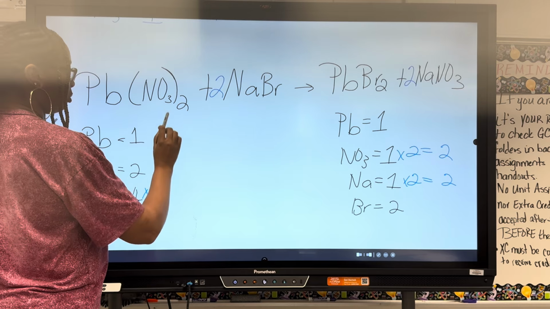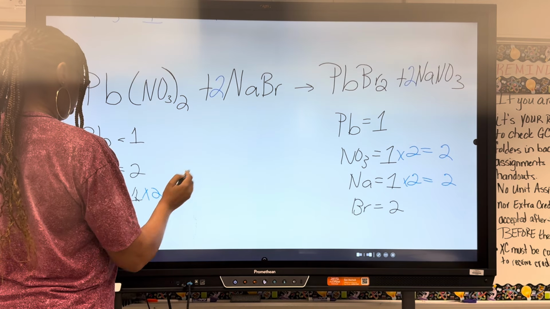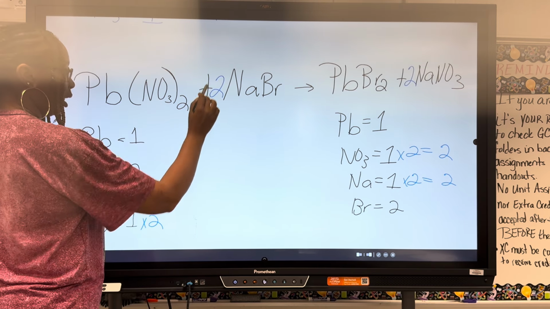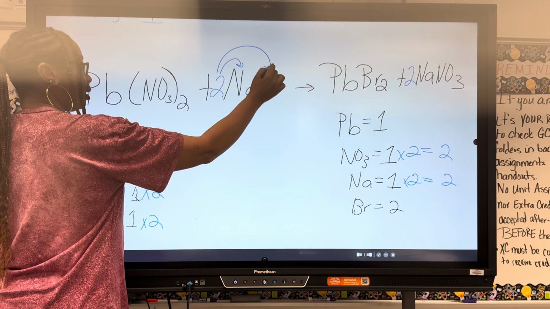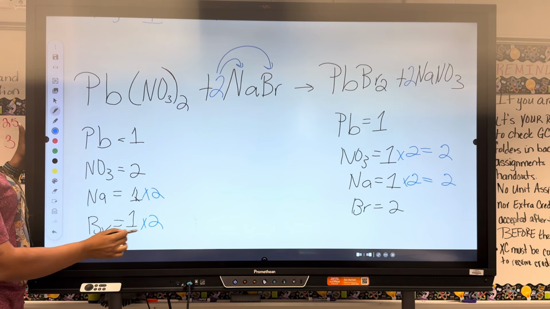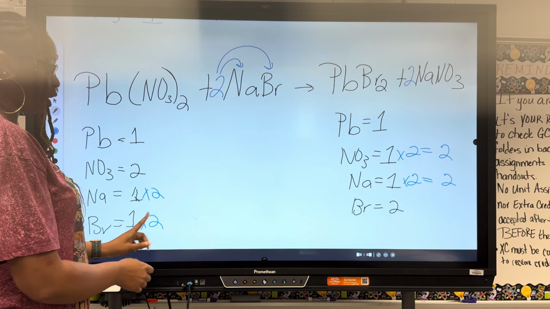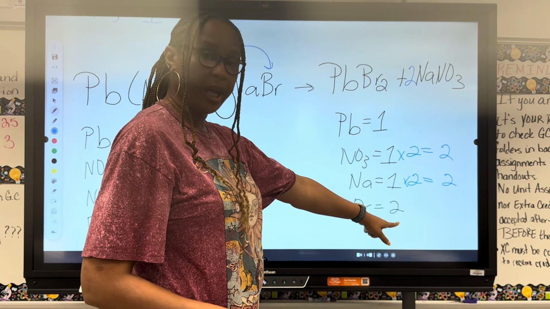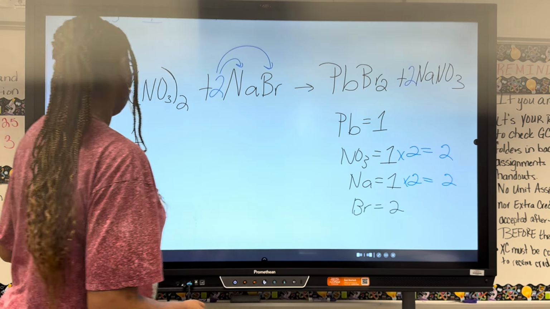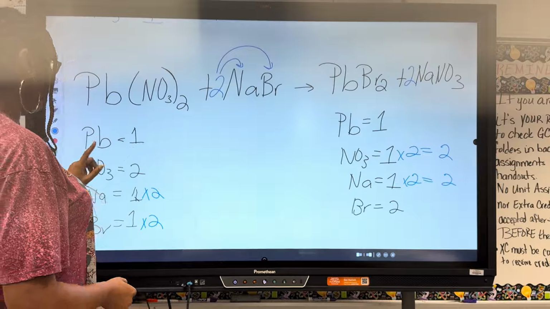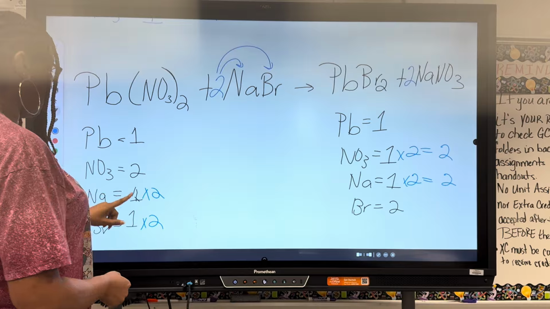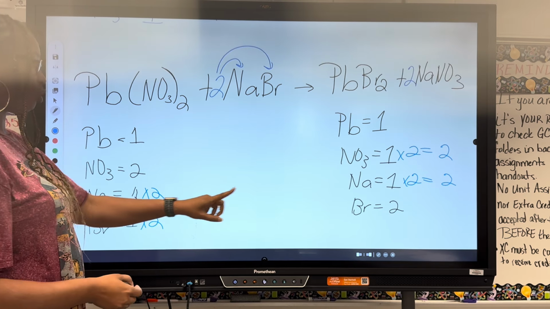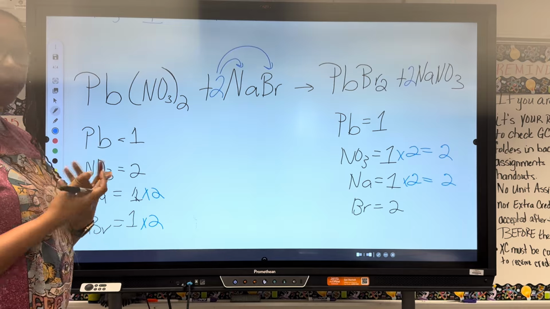So my two sodiums here will also give me two bromines, right? Because it applies to both things. So now I have two bromines on this side. I'm gonna continue and check over here. Bam, I already have two bromines. So now when I look back, there's one lead on each side, two nitrates on each side, two sodiums on each side, and two bromines on each side. So that means I'm done, okay?